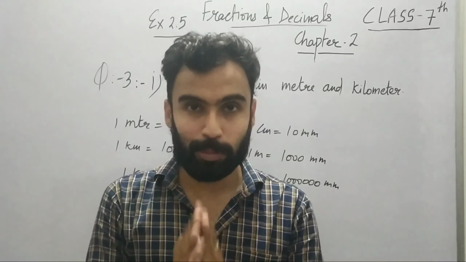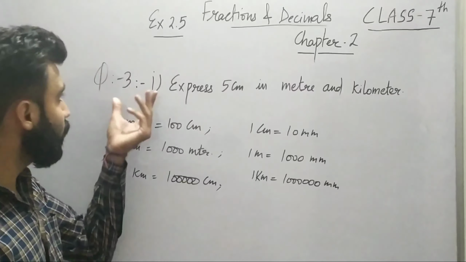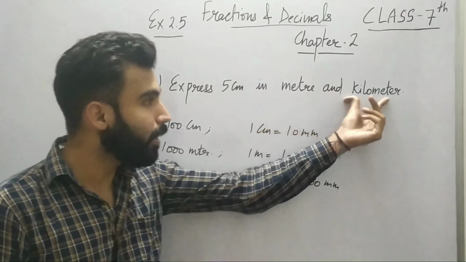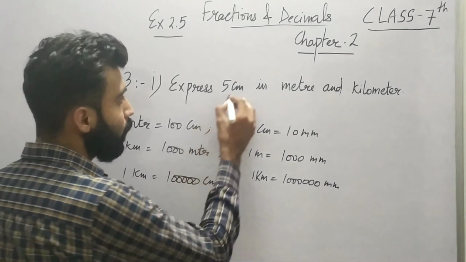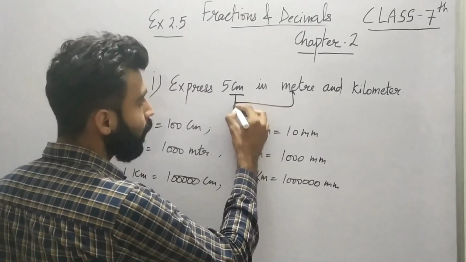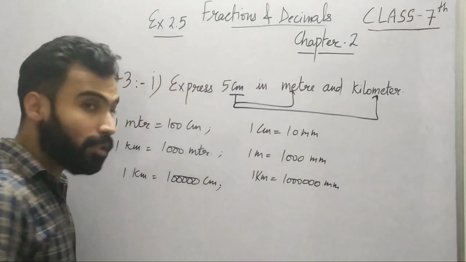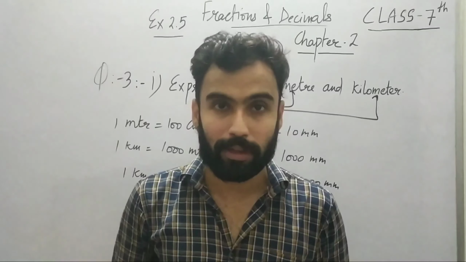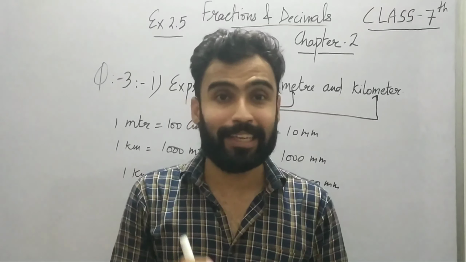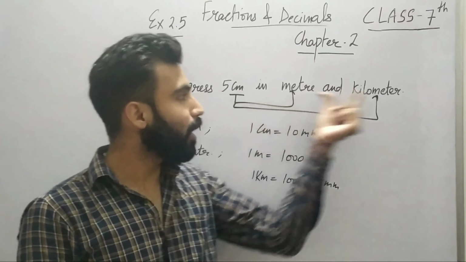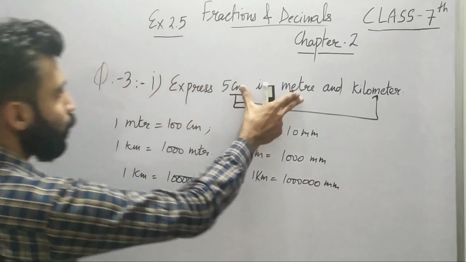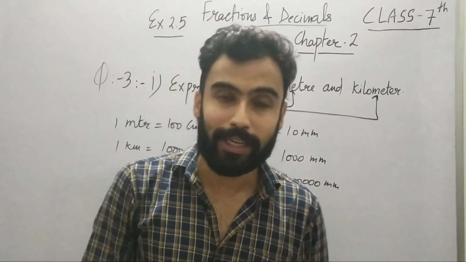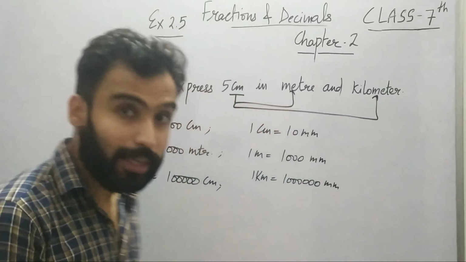So students, let's move to the third question here. Now in this you have to express 5 centimeter in meter and kilometer. That means we have to convert centimeter into meter and into kilometers. So first we have to know the various relationships between meter, kilometer, centimeter, and millimeters, so that we can easily convert centimeter into meter and kilometer. So before doing this question, I have written here some relations between meter, kilometer, millimeter and centimeter, right?